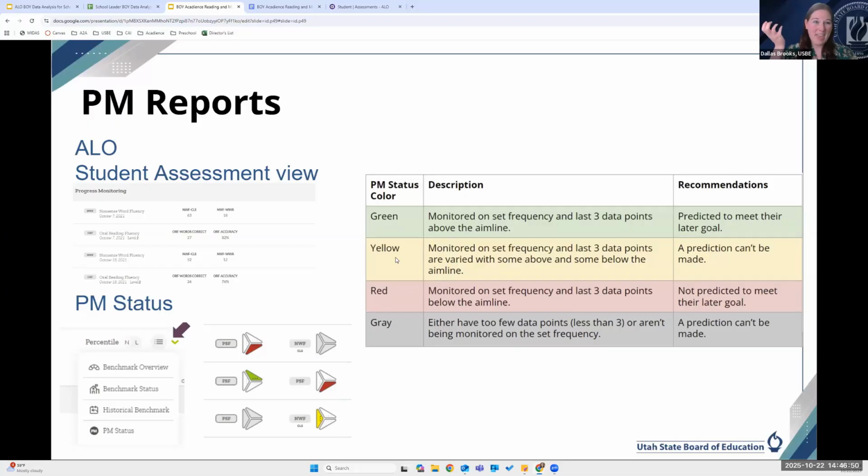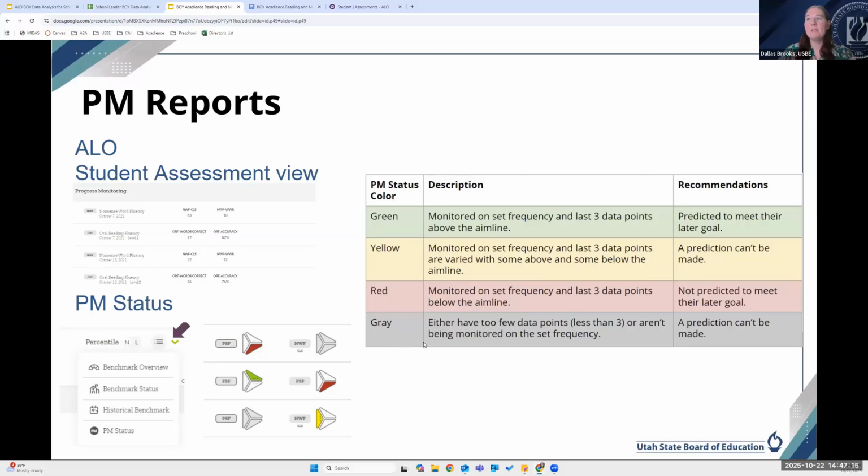ALO is saying, I can't make a solid prediction of if this student is going to reach their goal or not. So these are the students that you're going to want to delve in deeper and see what was going on. You're probably going to want to go look at their last progress monitoring and see what was happening within that. Maybe check out their interventions, make sure that it is the right intervention, but you might have to do some extra research into this student of what's going on.